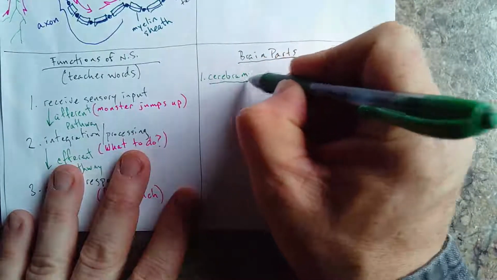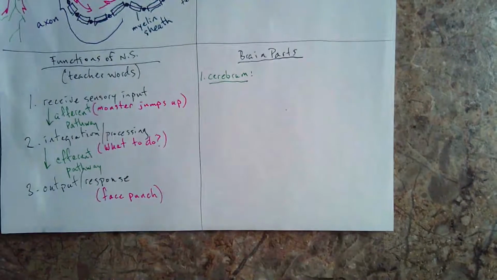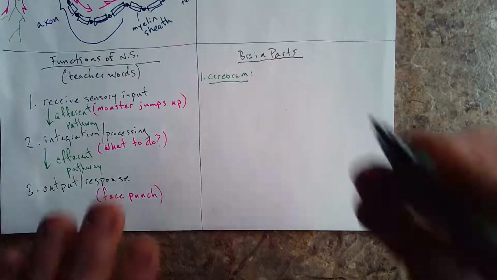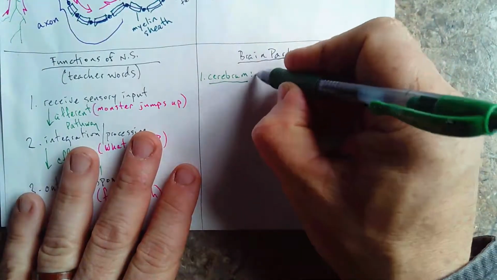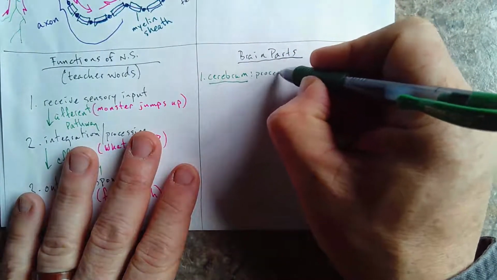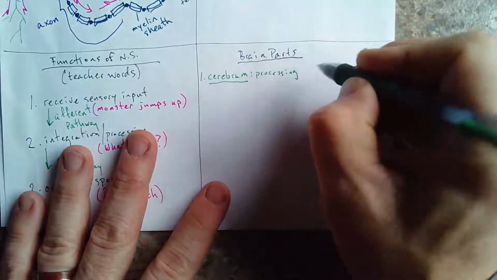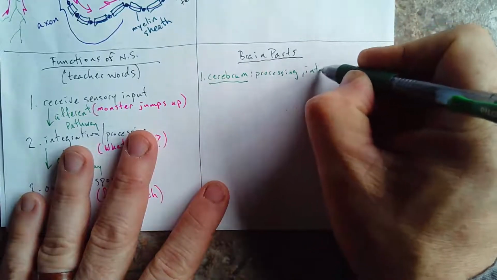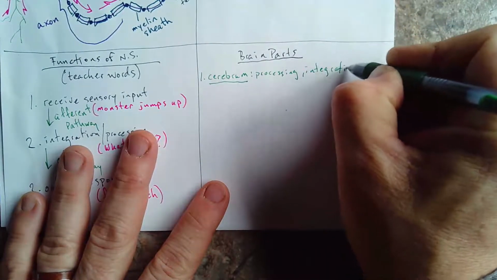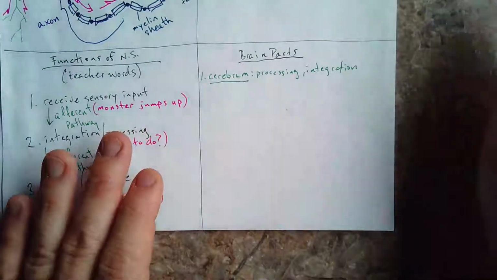You should already know what the cerebrum is. When you think about a human brain, a very intelligent brain like ours, you think of the cerebrum. This is the big brain. This is where processing happens. This is where integration happens. This is where the self lies.